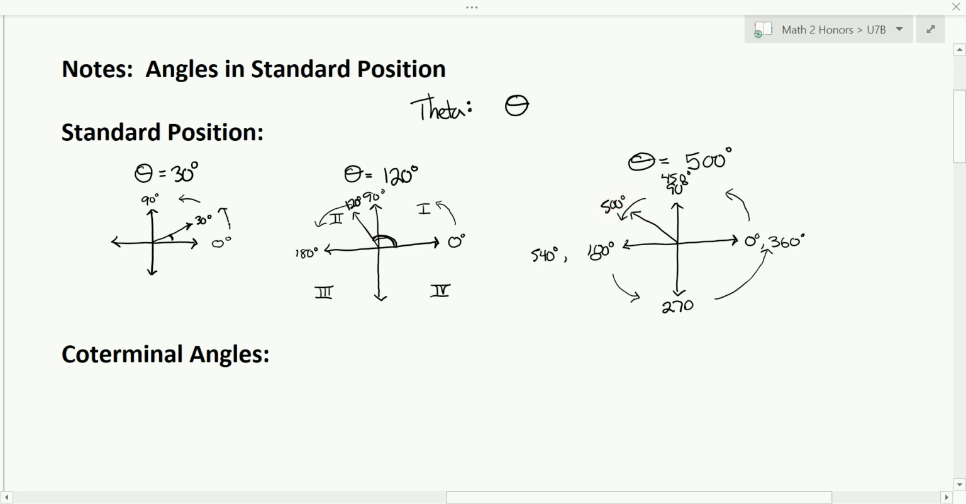Can anybody think of another angle that would share that same location with 500? Yeah, 140. Yeah, how do you know? Okay, so 500 is 40 from 540. And so if we're at 180 and we go back 40, we're at 140. So 500 and even 140 would be at the same location. Okay, but that's graphing that in standard position. And you can go around a third time and a fourth time.